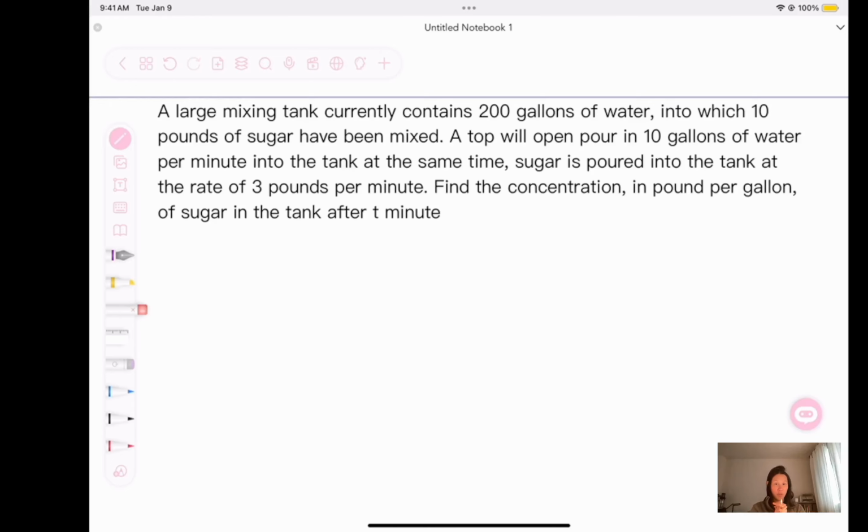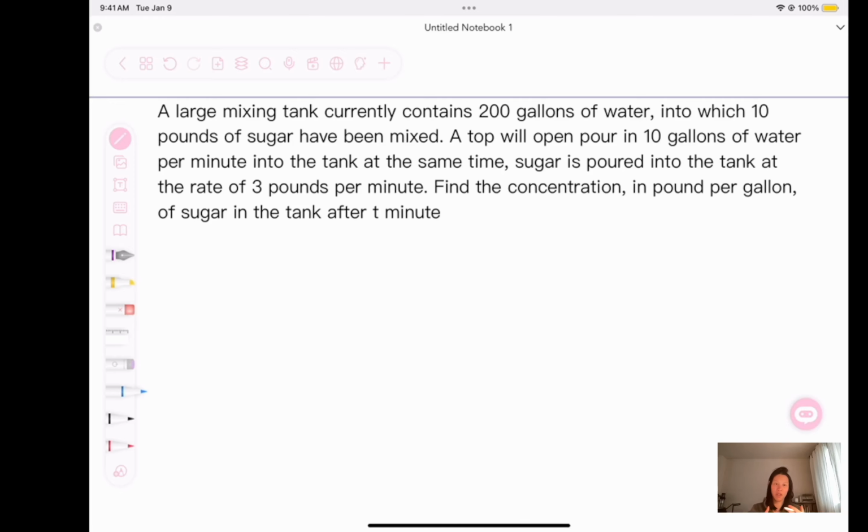In this section, we're going to talk about some application problems. For example, this one: a large mixing tank currently contains 200 gallons of water, into which 10 pounds of sugar have been mixed. A tap will open, pouring 10 gallons of water per minute into the tank. At the same time, sugar is poured into the tank at the rate of 3 pounds per minute. Find the concentration in pounds per gallon of sugar in the tank after 10 minutes.